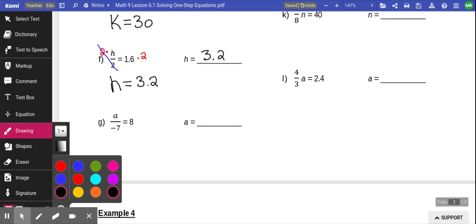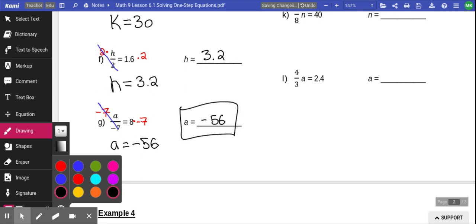Awesome. For G, that is A divided by negative 7. The opposite of divide is timesing. So I need to multiply both sides by negative 7. On the left-hand side, that will cancel out, leaving me with only A. 8 times 7 is 56. A positive times a negative means it's negative 56. So my answer is A equals negative 56. Wonderful.